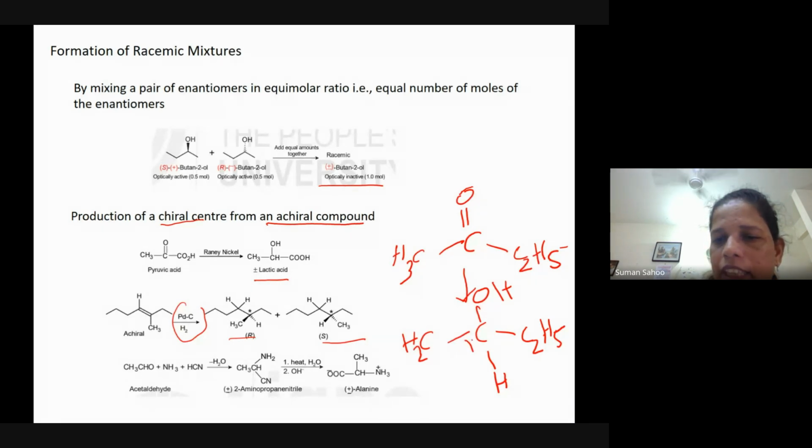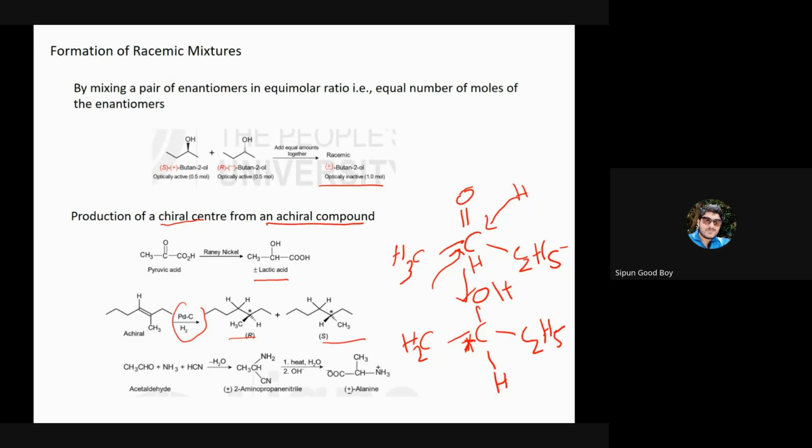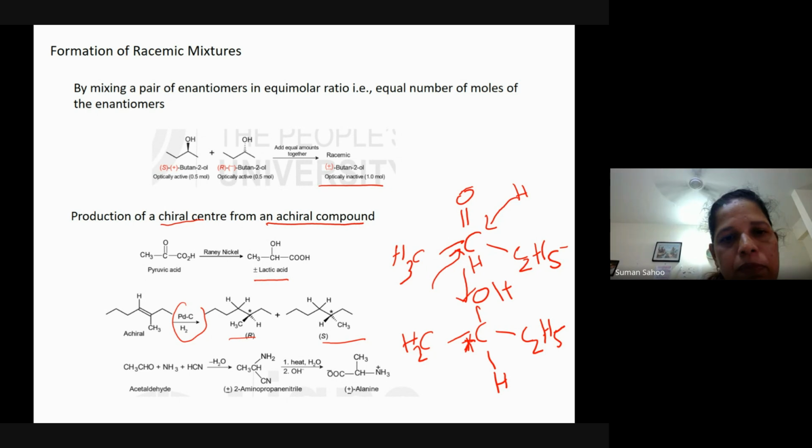So we are generating a chiral center here, but the hydrogen has equal chance of attacking from this side or from that side, because we are not taking any chiral reagent. So that would give us two chiral centers, R and S, which are equally probable. You got it? Yes, you are producing a chiral center from an achiral compound.